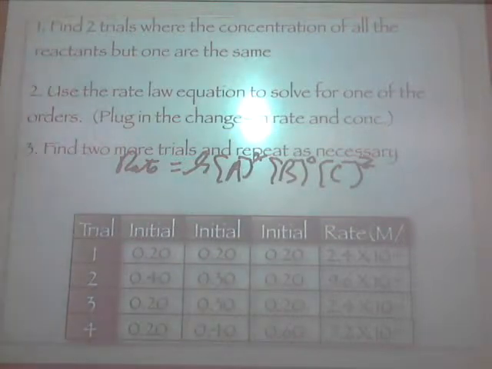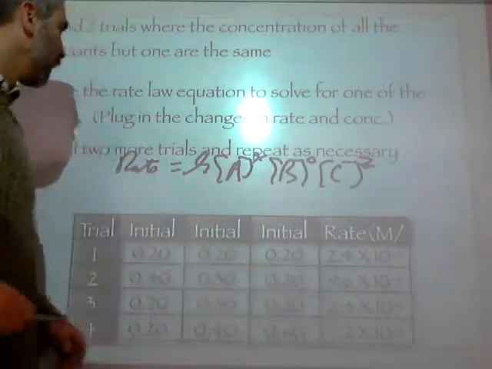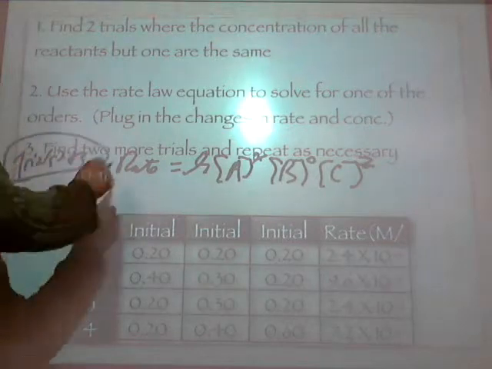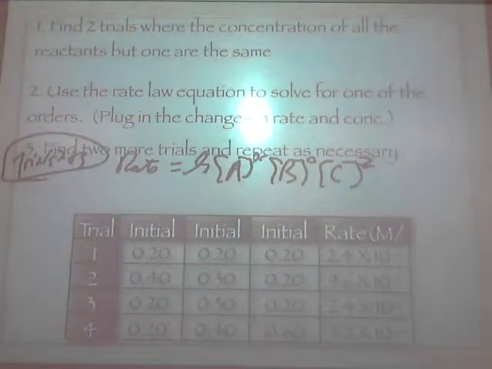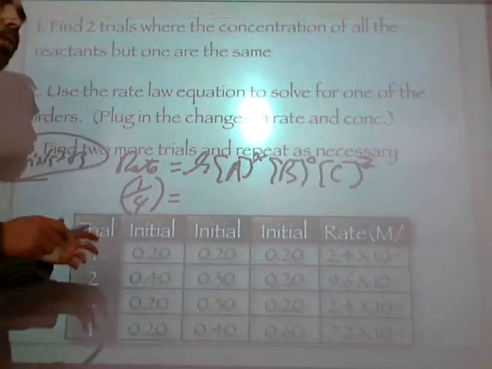Got it? Now, looking at that chart below, what happened to the rate between trials 2 and 3? Wait. You should write over here also. Trials 2 and 3 are what we're using. Write that down. Trials 2 and 3. So, yeah, the rate is cut by 1/4. It's 1/4 of what it was.